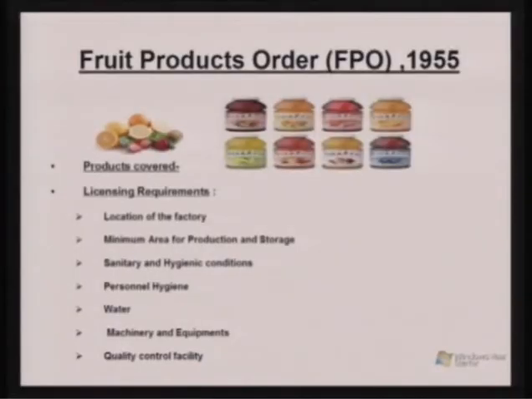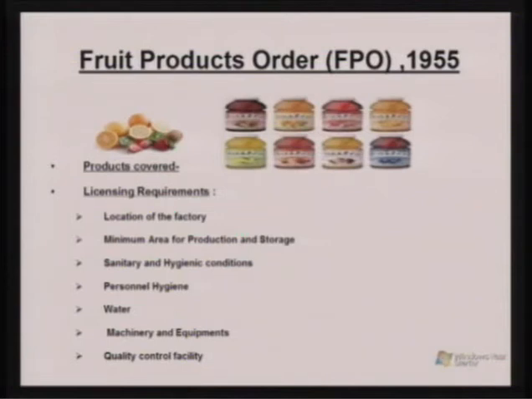This order was promulgated under the Essential Commodities Act under Section 3 of the Act. This order is related to fruits and vegetable products. This order covers almost all fruits and vegetable products manufactured by any methods of preservation like canning, freezing, dehydration, using chemical preservatives or natural preservatives like salt or sugar, and some non-fruit products like synthetic syrup, sherbet, synthetic vinegar and sweetened aerated water are also covered under this order.